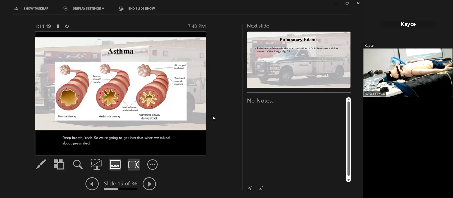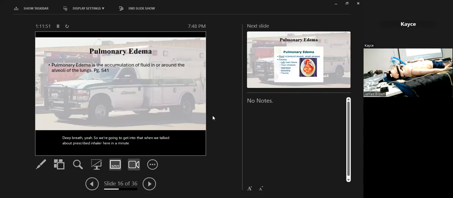All right. So pulmonary edema, we talked a little bit about this. Accumulation of fluid in or around the alveoli of the lungs. So in your book, it talks a lot about left-sided and right-sided heart failure. This is where fluids begin to build up into the lungs. So in left-sided, we got our heart here.